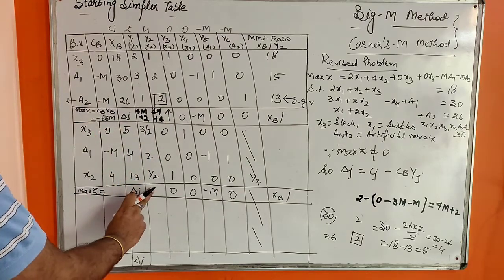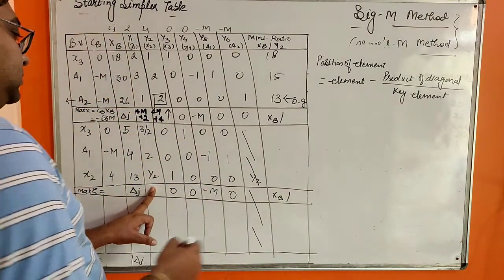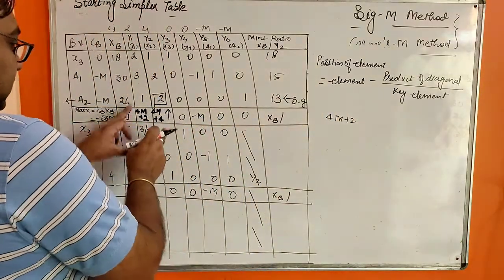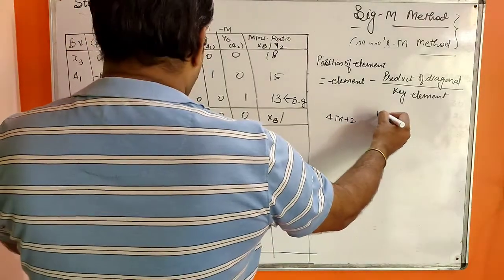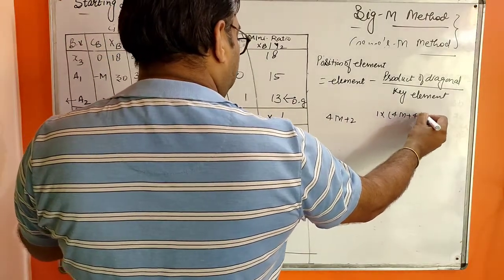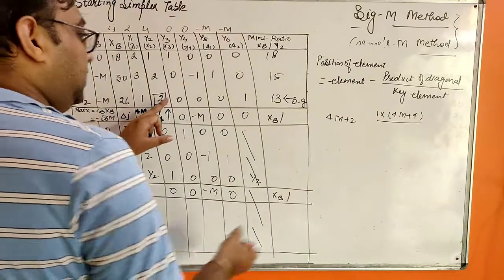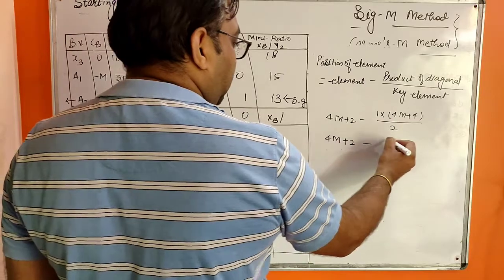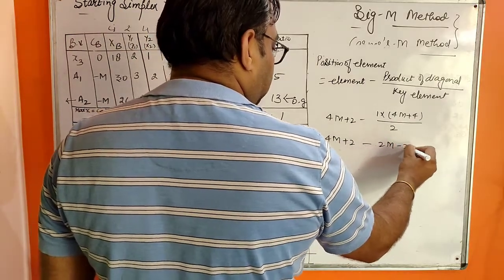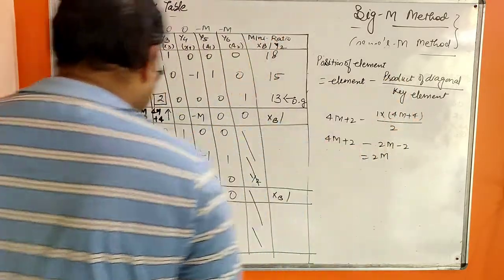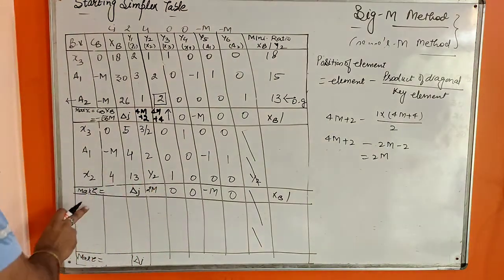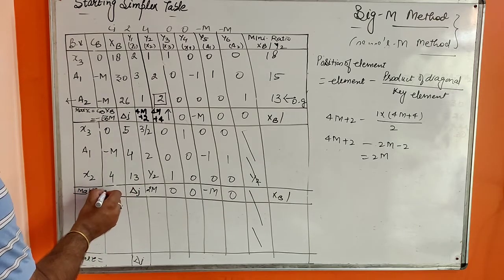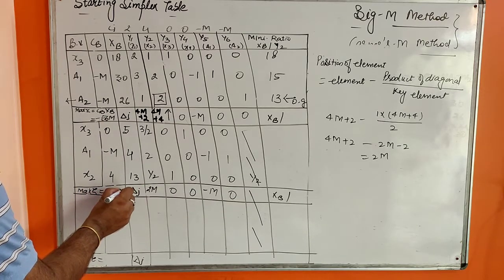Now for this, what is at this particular place? 4m plus 2. What is in the diagonal form? 1 into 4m plus 4. What is in the key element place? 2. So this will be 4m plus 2 minus 2m minus 2. That is, it will be equals to 2m. And the value of max z is 0 minus 4m plus 52. That is 52 minus 4m.